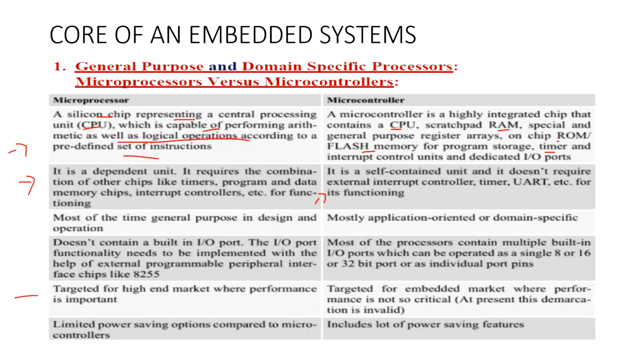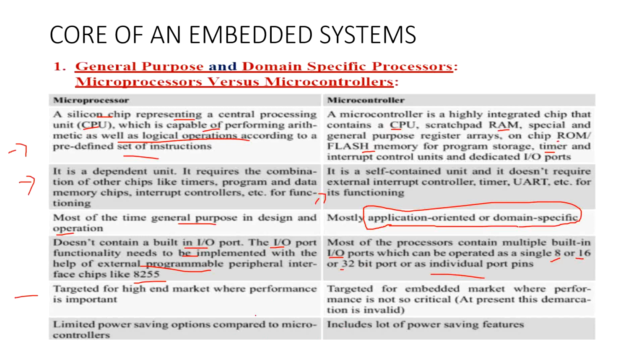any help. Most of the time the microprocessor is general purpose in design and operation, whereas microcontrollers are application oriented or domain specific. The microprocessor doesn't contain a built-in IO port. The IO port functionality needs to be implemented with the help of external programmable peripheral chips like 8255. Whereas in a microcontroller, IO ports are inbuilt, either 8, 16 or 32-bit ports or as individual port pins.